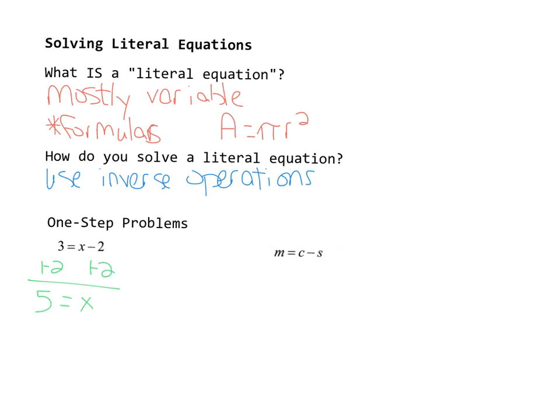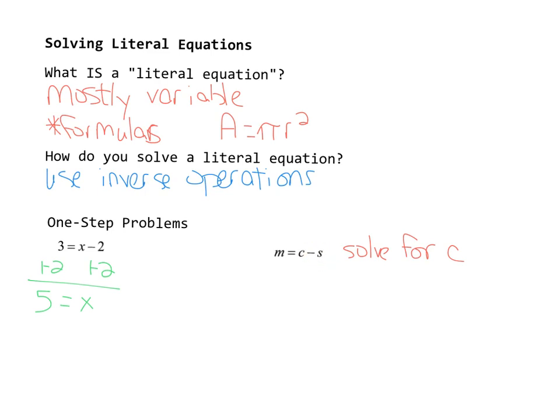Now, let's look at this equation. That's all variables. m equals c minus s. Now, when there's more than one variable, they've got to tell you what to solve for. So let's say here we're going to solve for c. So we look and we find c. Here's c. What's keeping c from being isolated? This minus s.